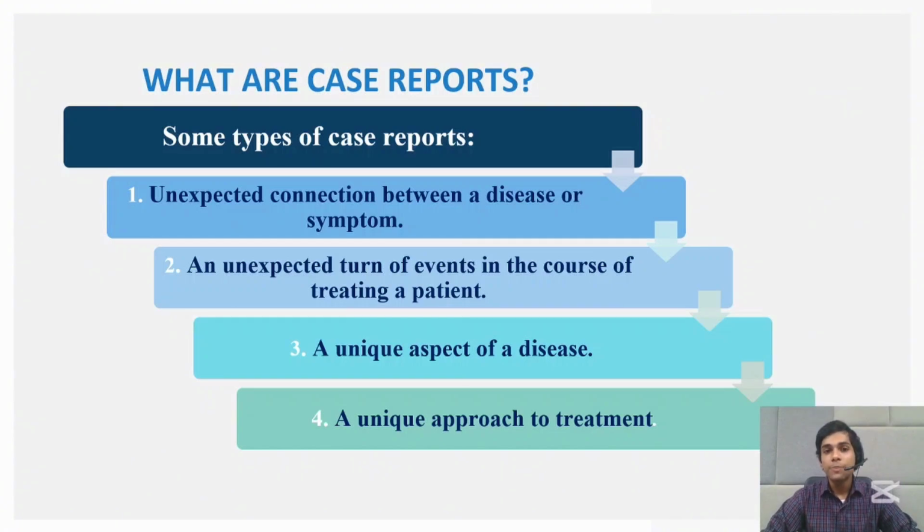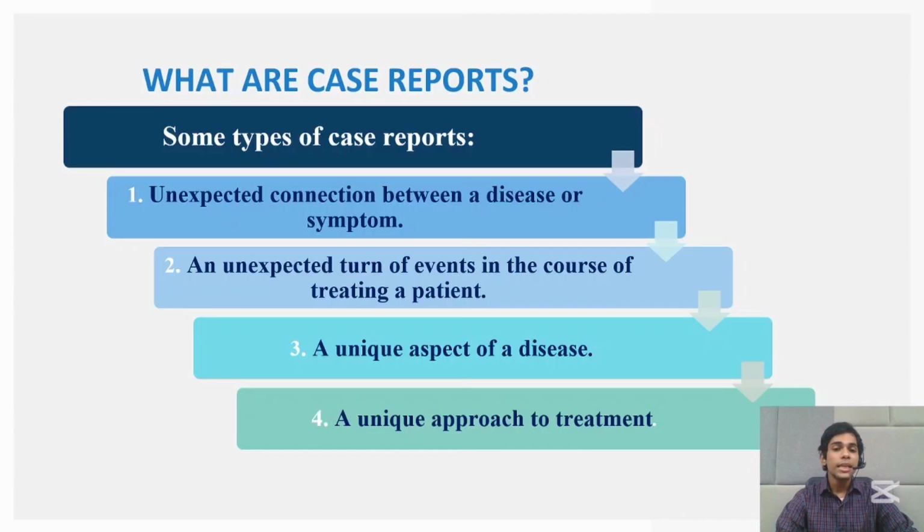Number 2, an unexpected turn of events in the course of treating a patient. For example, a comatose patient infected with COVID-19 virus is being treated with multiple drug therapies and they suddenly become better and show some promising signs. Now, this is an unexpected turn of events and you definitely want it to be reported.